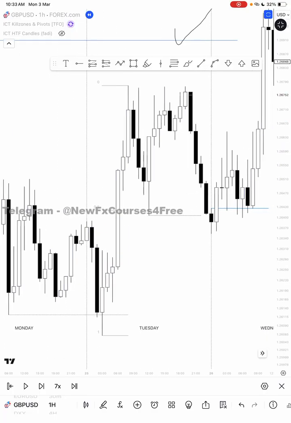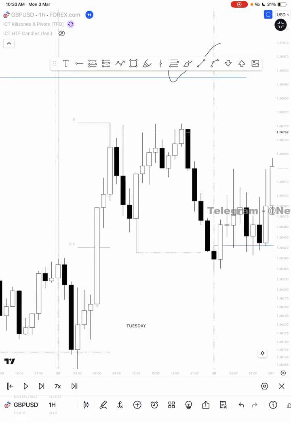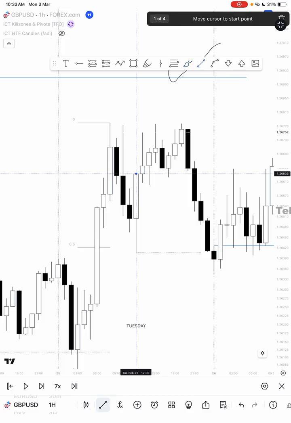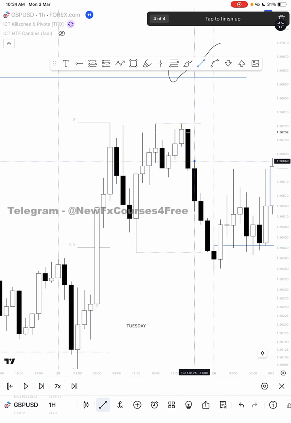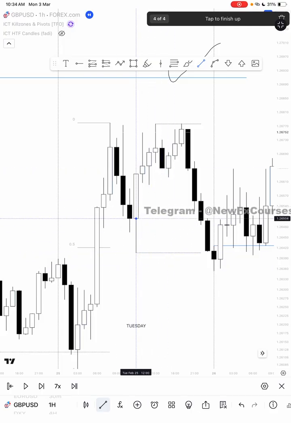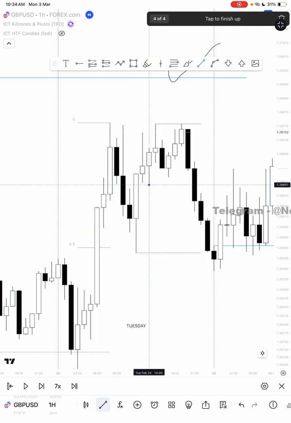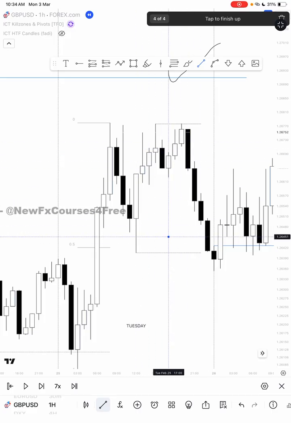So let me say you are a seller. So you sold from, let me say, this high after sweeping this high. So your short-term draw on liquidity, maybe you can target the discount region low here, this low on the discount region. This will be your short-term draw on liquidity.